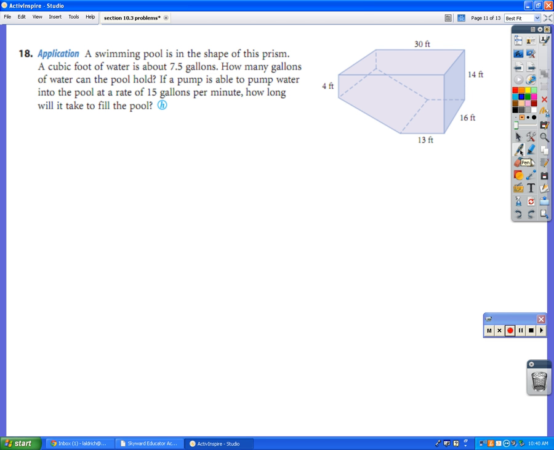This is very complex, okay? All right, we'll do this last one. It says a swimming pool is in the shape of this prism, and then like we did in the other problem, 1 cubic foot of water is 7.5 gallons. How many gallons of water can the pool hold? So how are we going to figure out this problem?